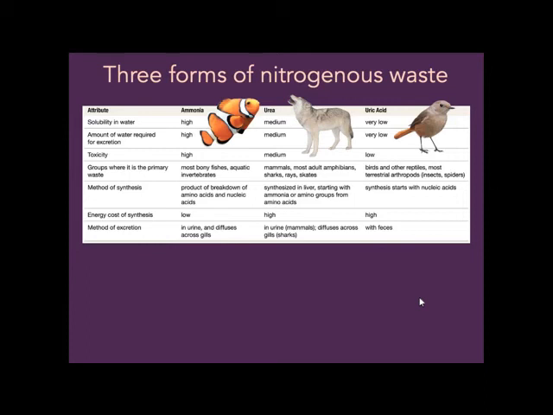So they start the synthesis with nucleic acids. It can be very energetically expensive to make uric acid. And they tend to excrete it with feces. So, for example, birds make kind of a white substance with their feces. They don't make a separate urine product.